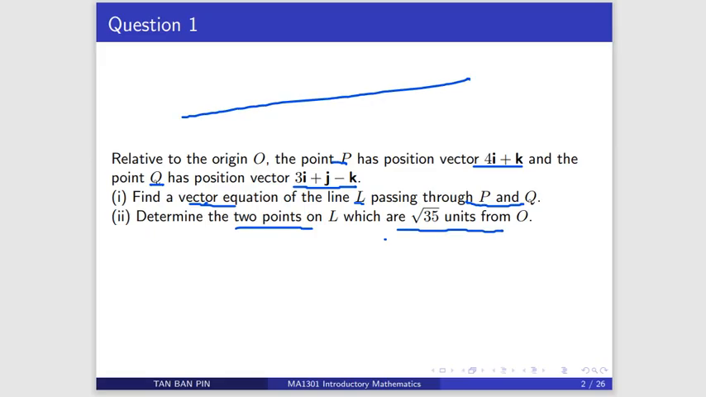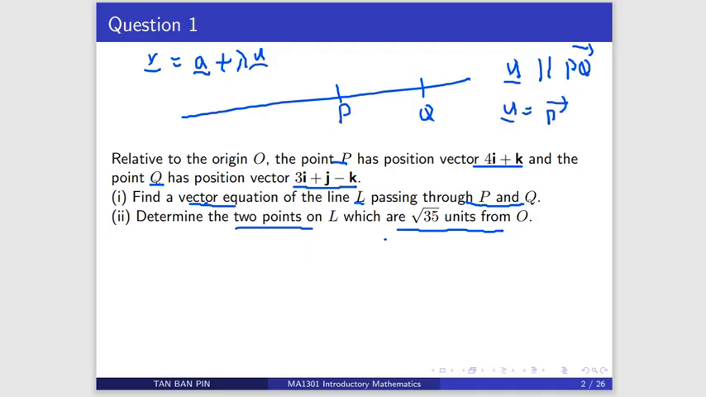So the line L is passing through P and Q. To find the equation of a line, it is r equals a point A plus lambda u. u is the direction vector of the line, so u should be parallel to vector PQ. We can take u to be vector PQ or vector QP. So let's put the solution.